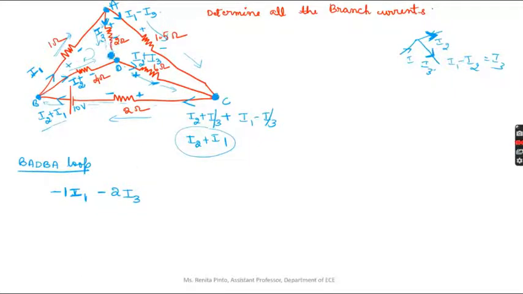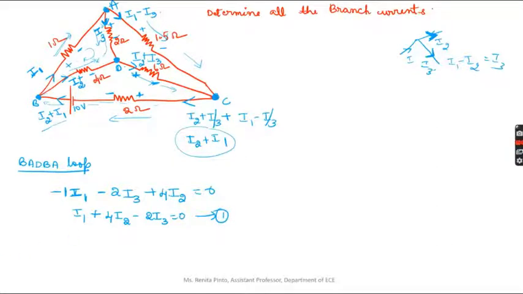After the 2 ohm resistor, I'll be going through 4 ohm. What happens at 4 ohm? I'm entering minus, so it will be plus 4 into current through 4 ohm, which is I2, equal to 0. So I'll arrange it like this: I1 plus 4I2 minus 2I3 equal to 0. So this is my first equation.